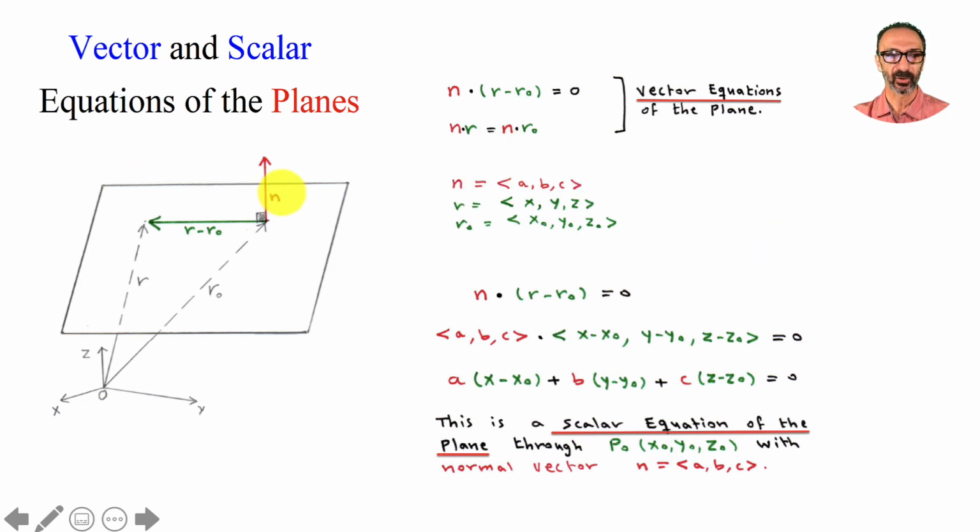Here's N with the components A, B, C. Here's R, here's R sub 0, and if you do the math, R minus R sub 0 is x minus x sub 0. N is ABC, do the dot product, we know how to do the dot product. This form now is the scalar equation of the plane through the point P sub 0 with the normal vector N, ABC. So this is the vector form, and this is called the scalar form. It all came from doing a dot product between these two vectors. So what do you need for a plane? You need a point on the plane, and you need a perpendicular, or orthogonal, vector, N.